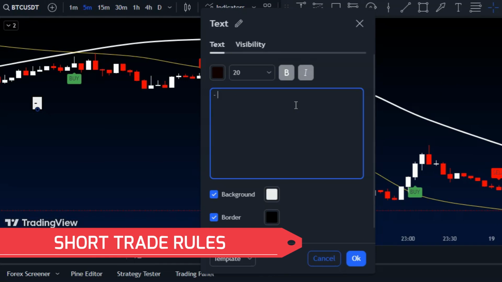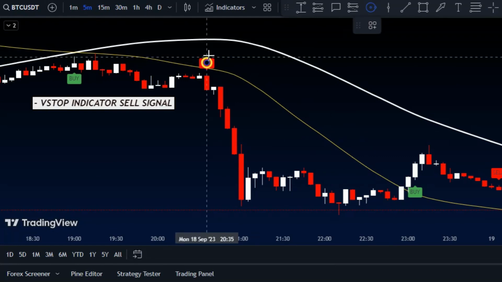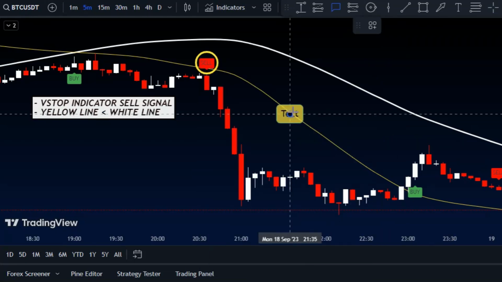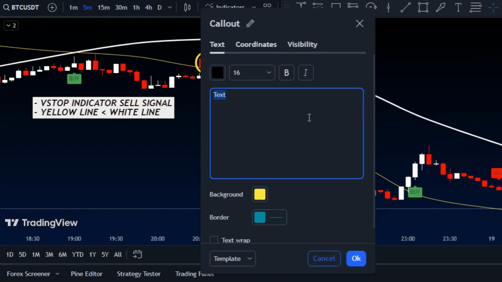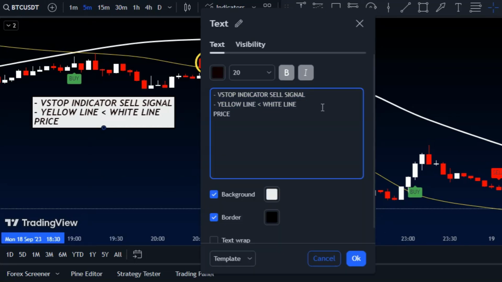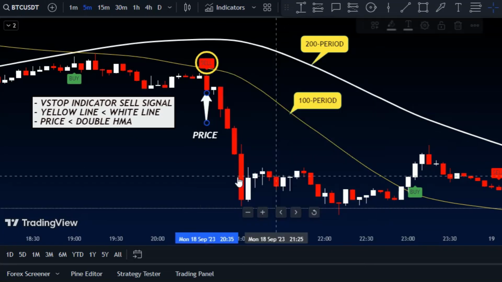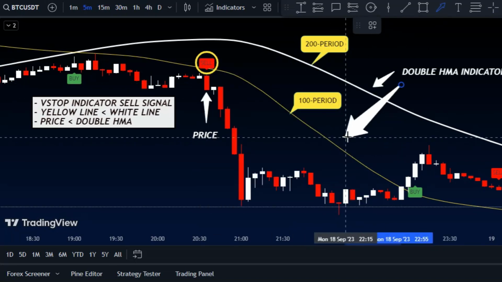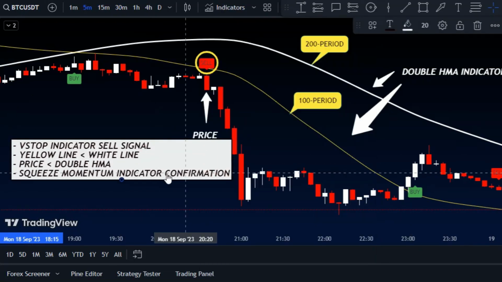And on the flip side, for sell trades, first you need the volatility stop indicator to provide a sell signal. Then the yellow line should be below the white line. And after that, make sure the price is below the whole moving averages to confirm a downward trend. And finally, validate the signal using the squeeze momentum indicator version 2.